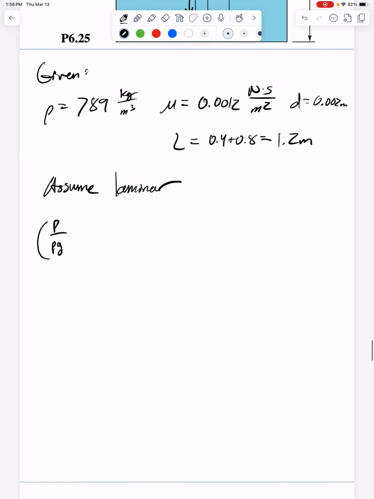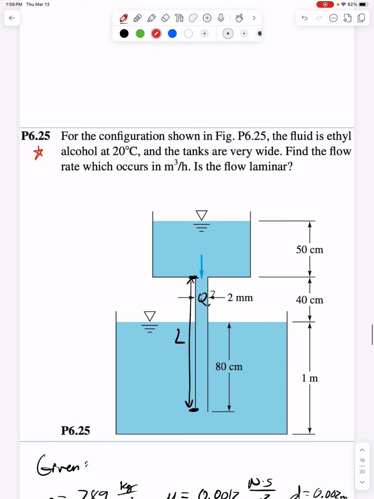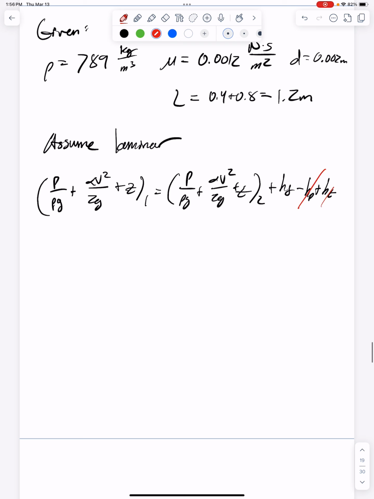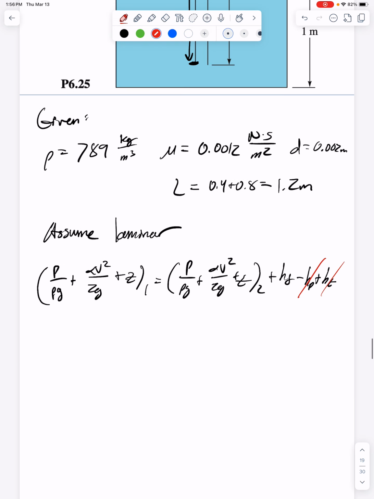So, pressure energy plus kinetic energy plus potential energy is equal to pressure energy plus kinetic energy plus potential energy plus head loss minus pump work plus turbine work. So, in this problem, there's no pump, there's no turbine. The two locations I've picked, as shown here, those are the two locations. These two locations are in the reservoir region, so there it's hydrostatics. Therefore, these terms cancel out. Pressure, both exposed to atmosphere, both going to cancel out.